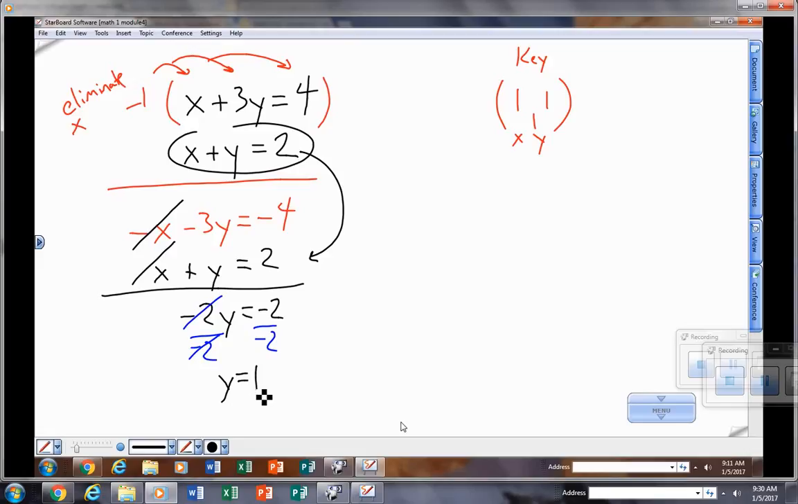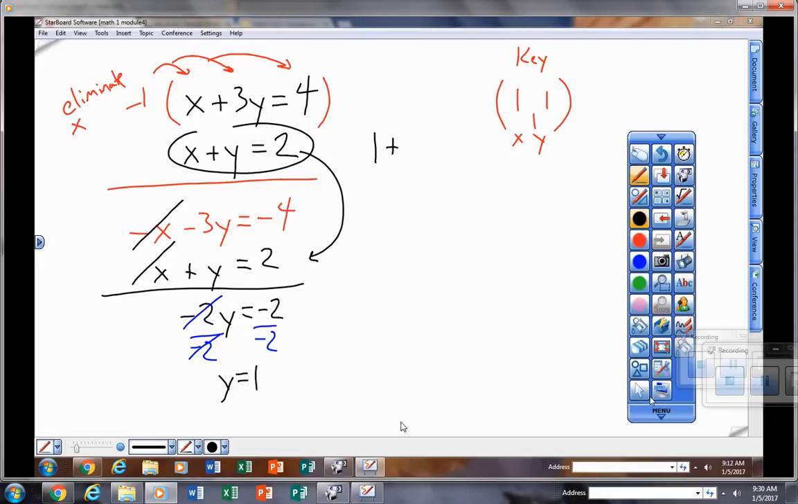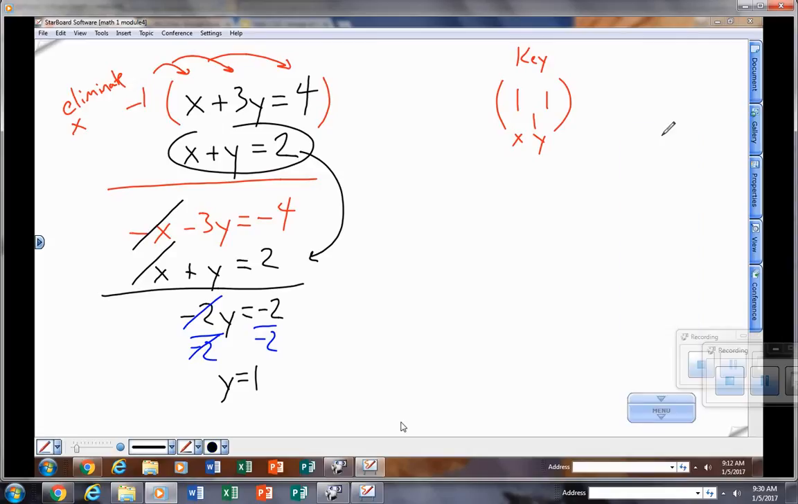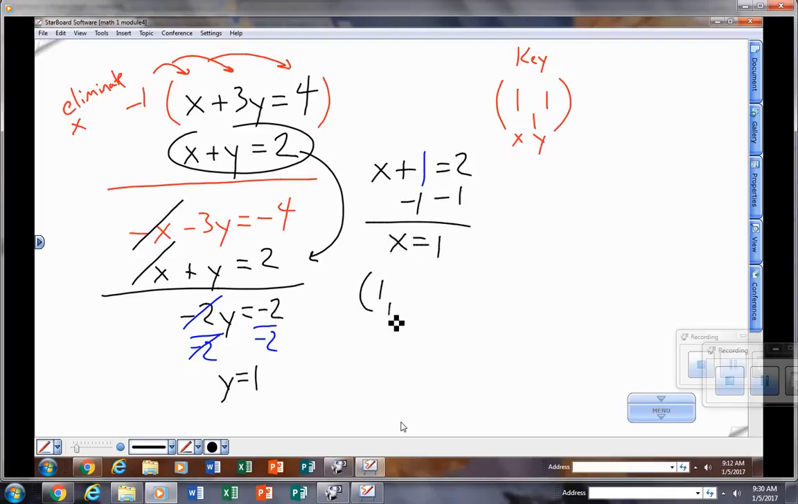If I wanted to solve x, take either of those equations and plug in y is 1, which I'm doing right here. So to solve that equation, I have x, and then where that y used to be, I'm going to plug in 1. I still have the equal and the 2. And then when I solve that, take away 1 on both sides, that gives me x equals 1. So that answer is 1, 1.